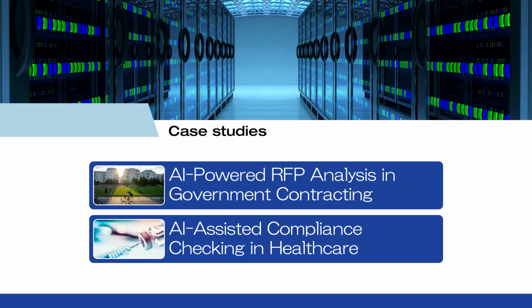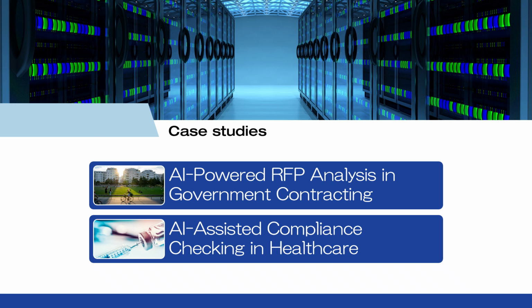To illustrate the practical application of AI in identifying key requirements and mandatory elements, let's look at a couple of case studies. Case Study 1: AI-powered RFP analysis in government contracting. Government contracting is notorious for its complex and stringent requirements. RFPs in this sector can be lengthy, filled with legal jargon, and demand strict adherence to numerous regulations. Missing even a single mandatory requirement can lead to disqualification, which can be incredibly costly.